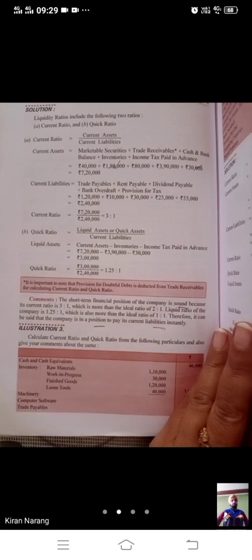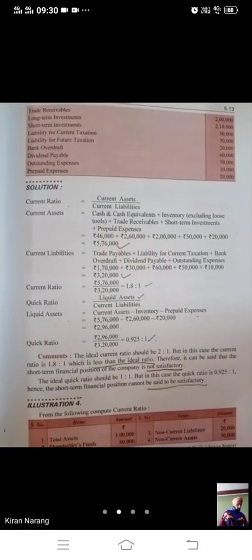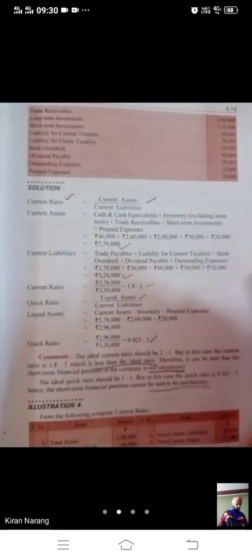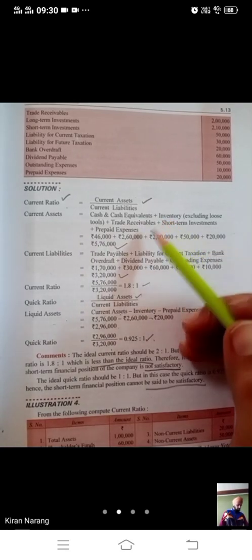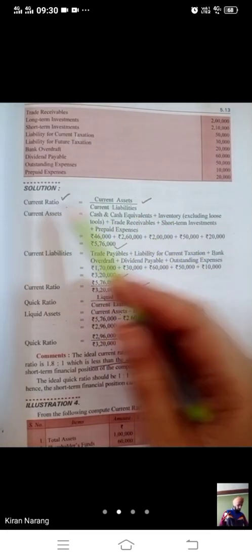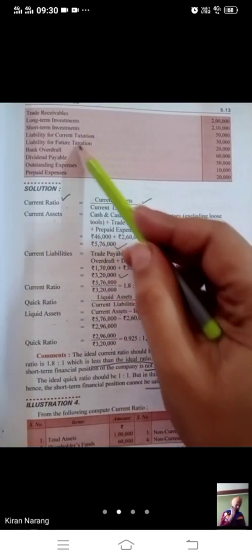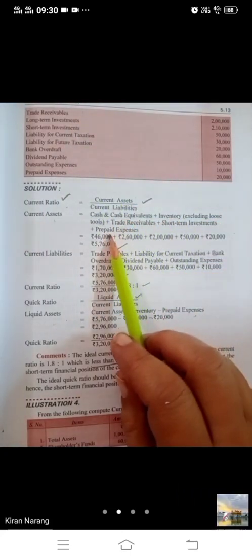Any doubt beta? Again, the third question you will do like this. You have to add all the items of current assets and current liabilities, then you have to use the formula. First of all you have to write, beta, half marks will be given to the formula. Stepwise marking will be there and the formula will also be given marks. So current ratio is current assets upon current liabilities. Then you have to add all the current assets, you have to find out from the list of these items.